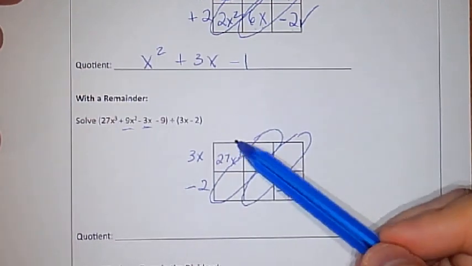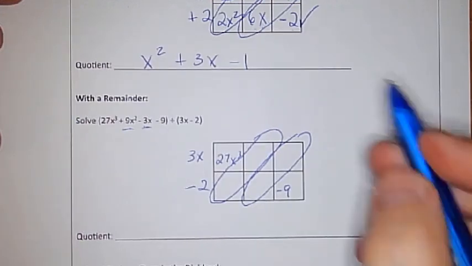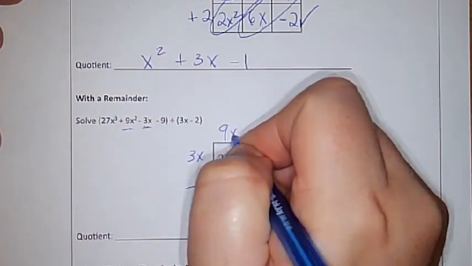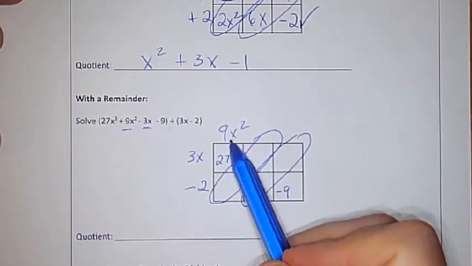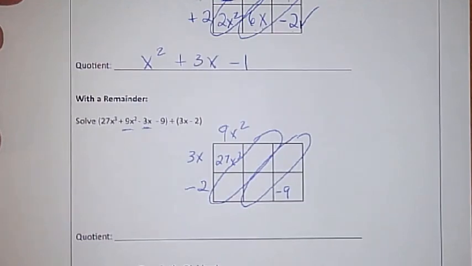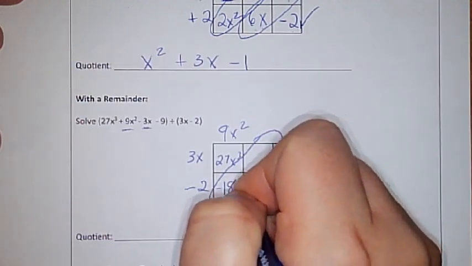So I asked myself, what times 3x will give me 27x cubed? And I know that that is 9x squared. 9x squared times 3x is 27x cubed. 9x squared times negative 2 is negative 18x squared.